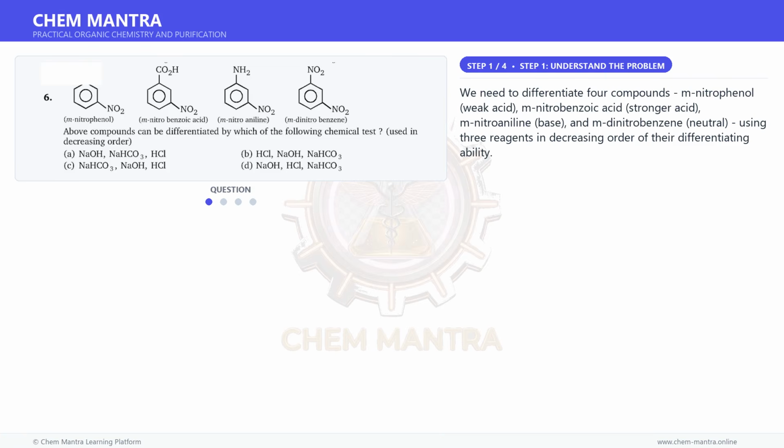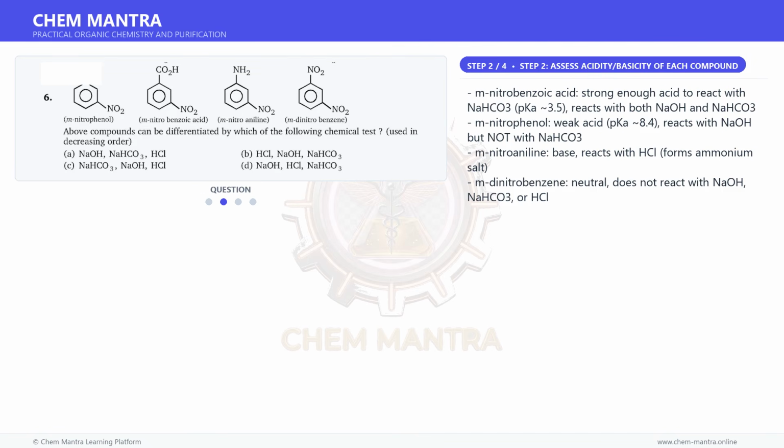We need to differentiate 4 compounds: m-nitrophenol, weak acid, m-nitrobenzoic acid, stronger acid, m-nitroaniline, base, and m-dinitrobenzene, neutral, using 3 reagents in decreasing order of their differentiating ability. Moving on to the next step.